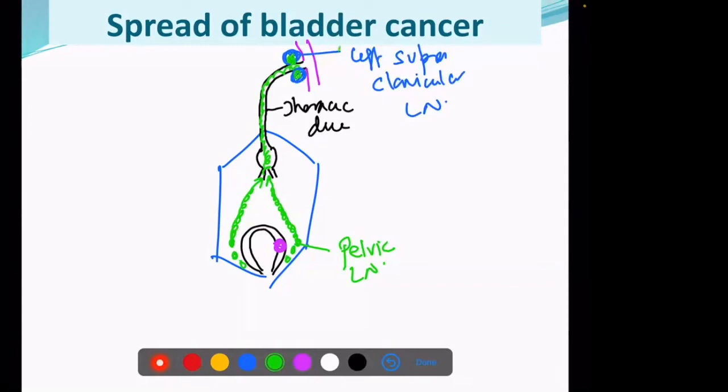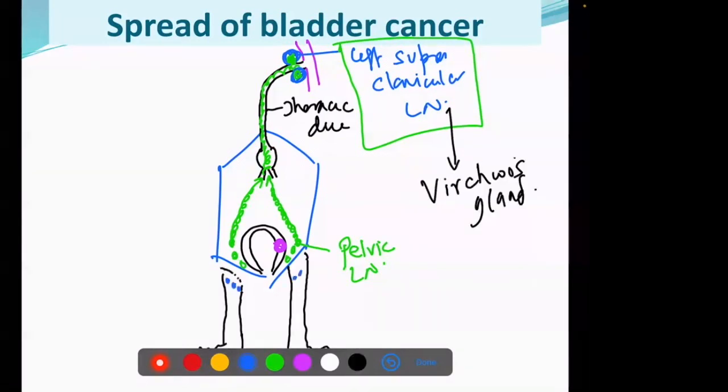That's why in any abdominal cancer, we always check the supraclavicular lymph node. That is a lymph node just above the clavicle. Very much important. If they are hard, large and non-tender, then we suspect the cancer of the bladder has gone there. And once they are involved, we call it the Virchow's gland.